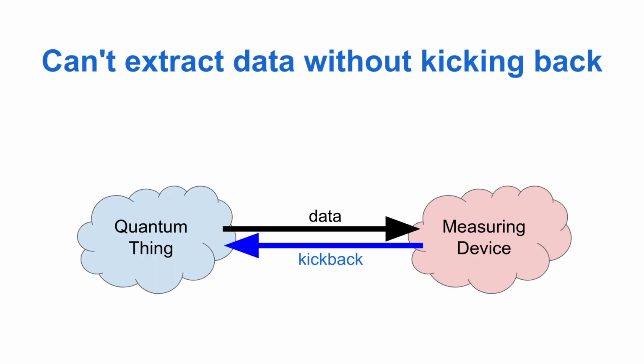Fundamentally, this is why it's not possible to measure a quantum thing without changing it. Setting up a measuring device is setting up a data dependence, where the state of the quantum thing will affect the state of the measuring device. And in quantum mechanics, any such dependence will unavoidably have a kickback effect, where, from a different perspective, the measuring device is determining the state of the quantum thing.